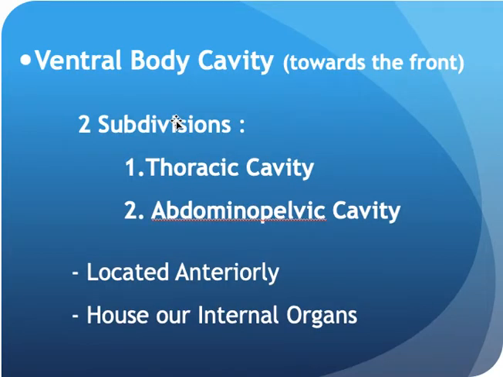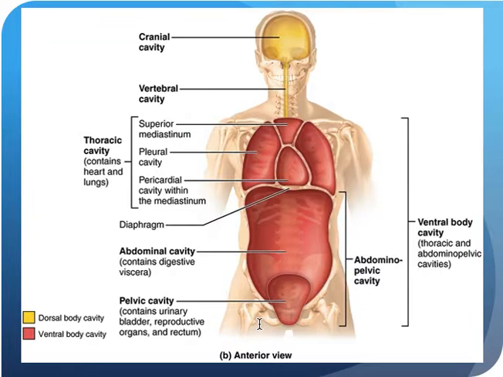Okay, so now we get to the ventral body cavity, and again, this one's going to be towards the front. We get two more subdivisions. We get a thoracic cavity, and then we get an abdominal pelvic cavity. They're going to be located anteriorly, and their job is to house my internal organs. So here is a picture, and I get my thoracic cavity, and then I get my abdominal pelvic cavity, but these two together are going to make my ventral body cavity.